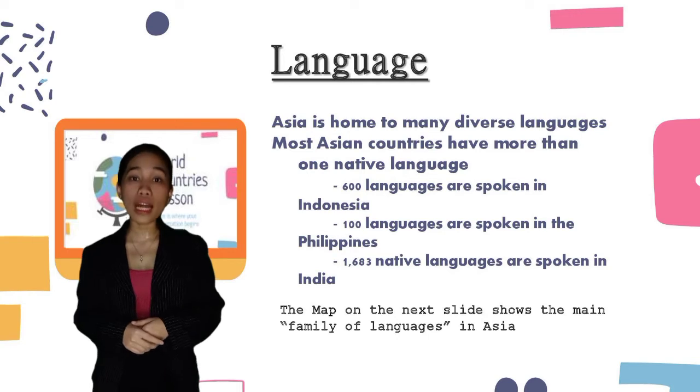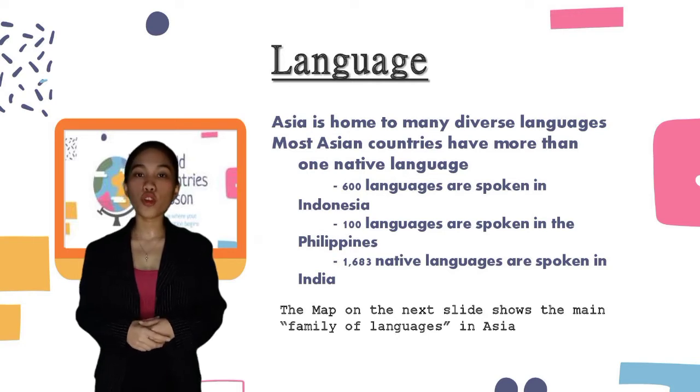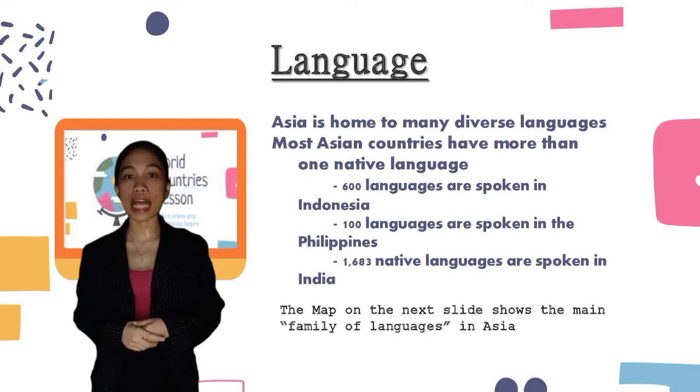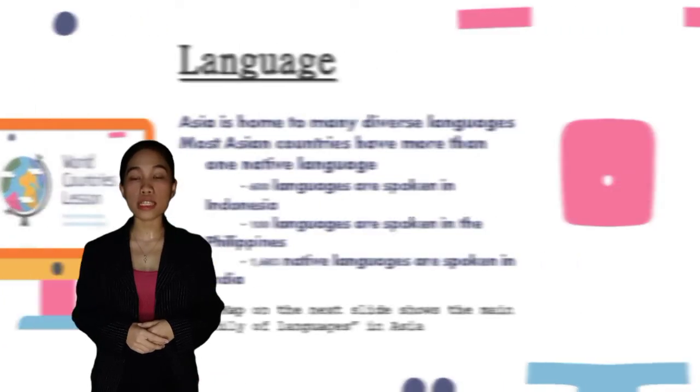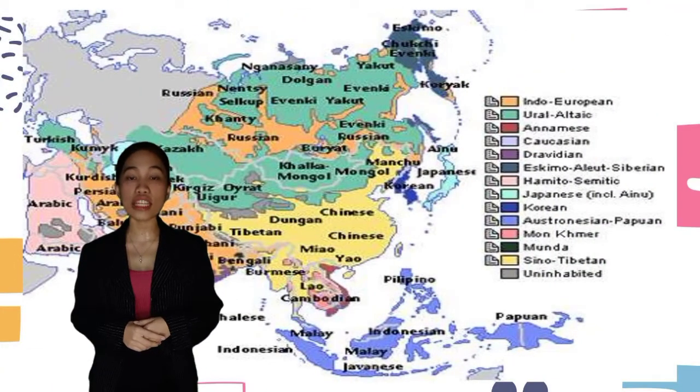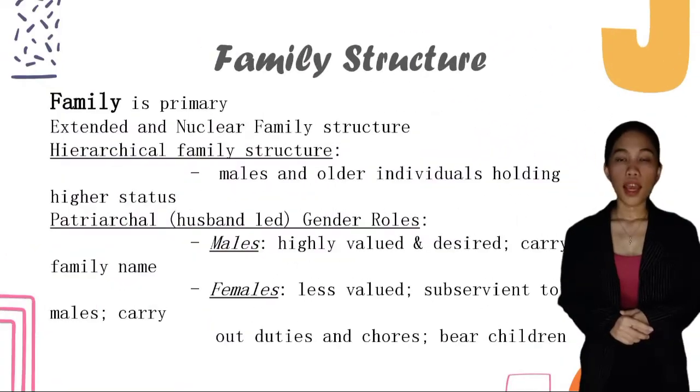When it comes to language, many different languages are spoken in Asia, and most Asian countries have more than one native language. Indonesia has 600 different languages. There are over 100 different languages spoken in the Philippines. India has a total of 1,683 native languages.